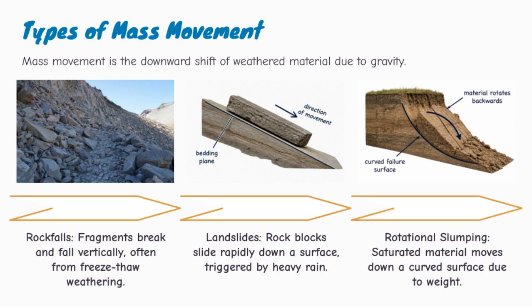The third is rotational slumping. Rotational slumping happens when saturated material moves down a curved slip surface. The movement is rotational because the material tilts backwards as it slides downwards. This is common on cliffs made of clay because clay can become heavy and slippery when saturated with water. Mass movement can happen suddenly, making it very dangerous for coastal communities and visitors.